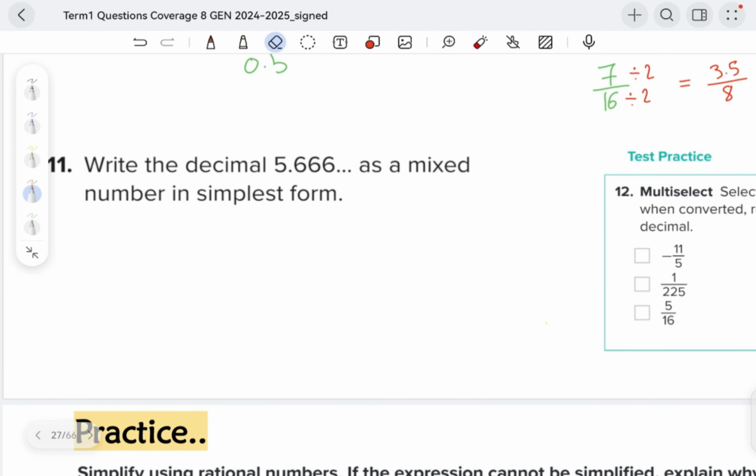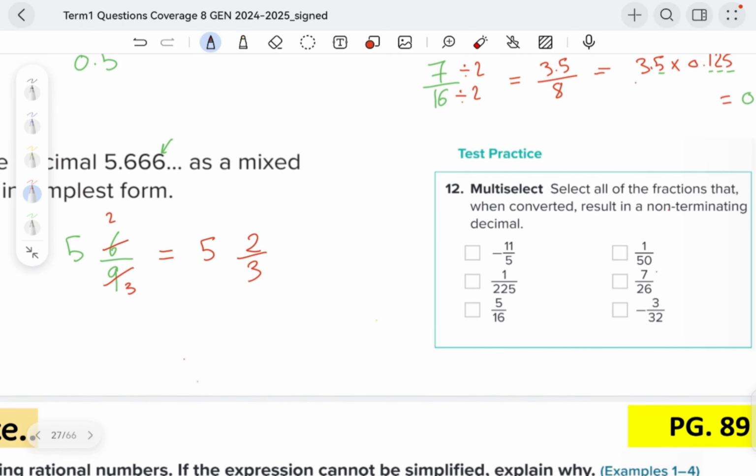Okay, write it as a mixed number in simplest form. Here we have one repeating digit, so we have a division by 9. The whole is 5, and the numerator will be 6 out of 9. But we have a common factor. Divide this by 3 gives us 2. Divide this by 3 gives us 3. So the answer in simplest form is 5 and 2/3.